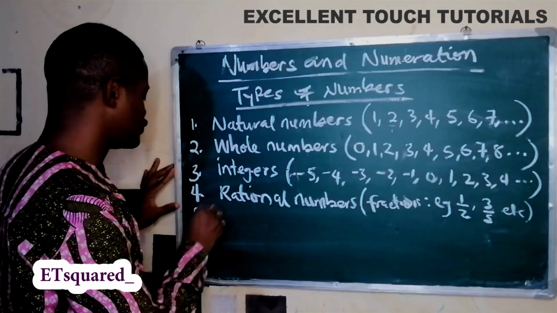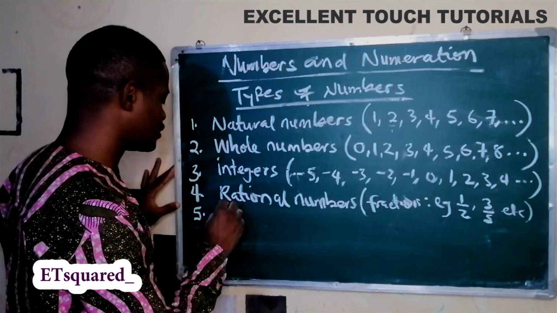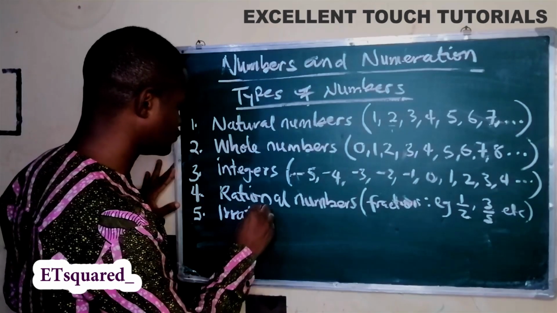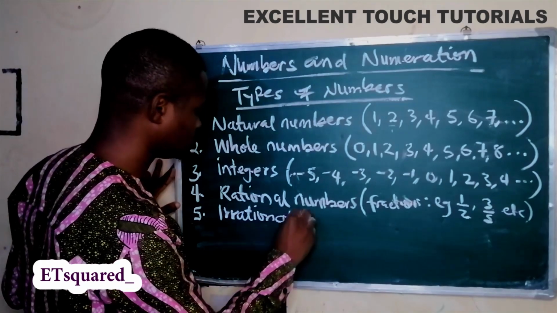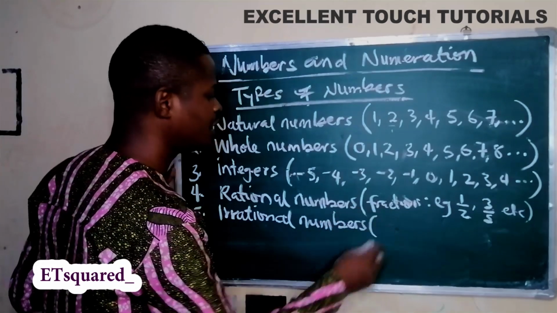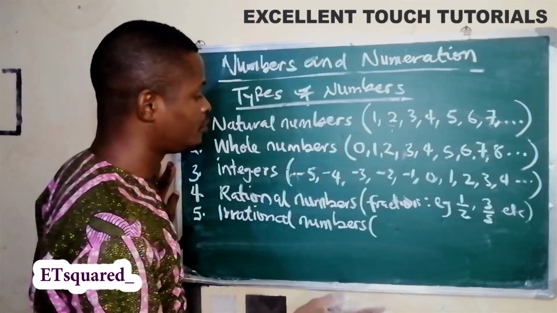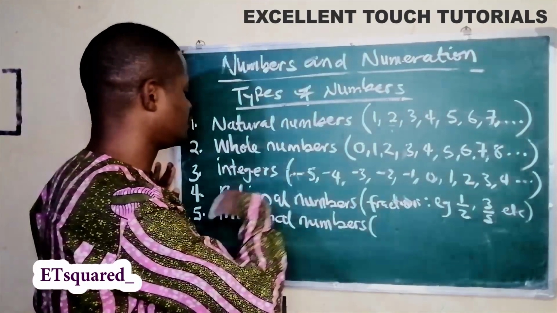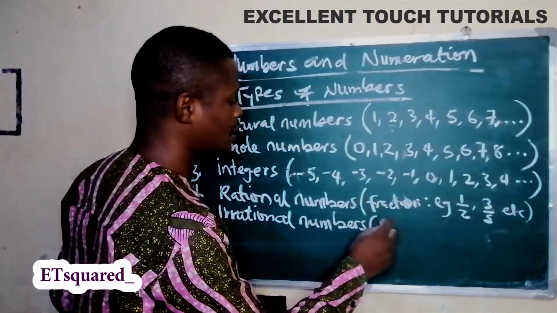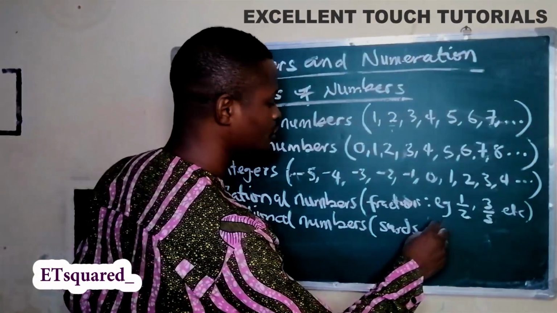Number 5 is the opposite of rational number, and we call them irrational numbers. Now, irrational numbers are numbers that cannot be expressed in form of fractions. Of course, they are not here. So there are a few of them, and they are surds, numbers that you have to write at the square root.